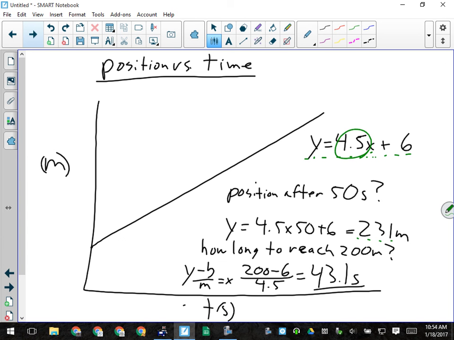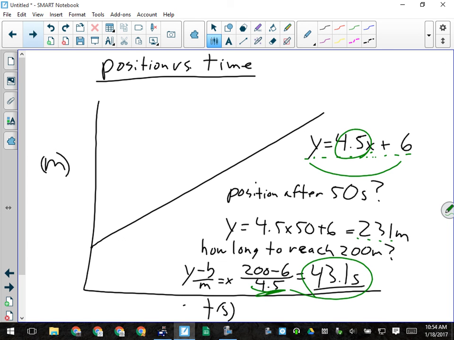The other way that I asked on the exam, and probably will on the final, is I could ask you how long it would take to reach a position of 200 meters. So in this case, I've given you a y value, and I'm asking you to calculate an x value. So we manipulate to solve for x. I subtract 6 over here, and then divide by 4.5. So y minus b over m. So 200 minus 6 divided by 4.5 gives me that would take 43.1 seconds.